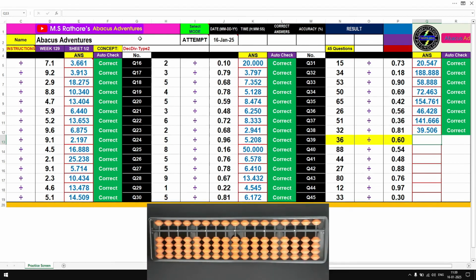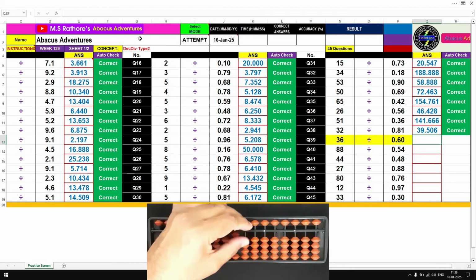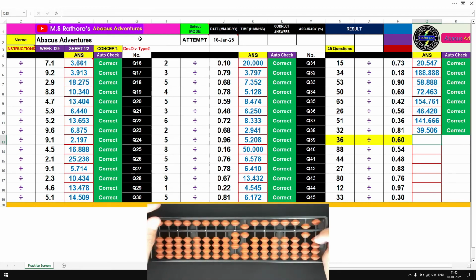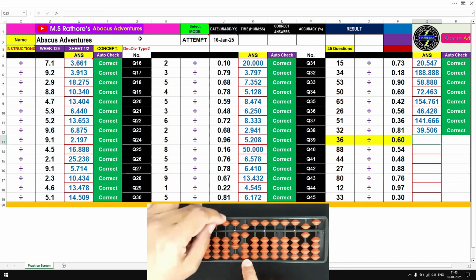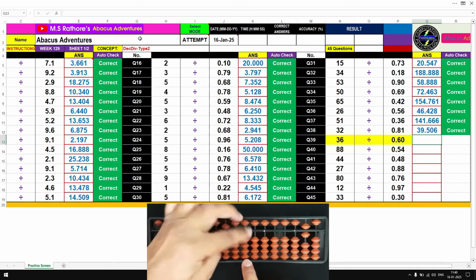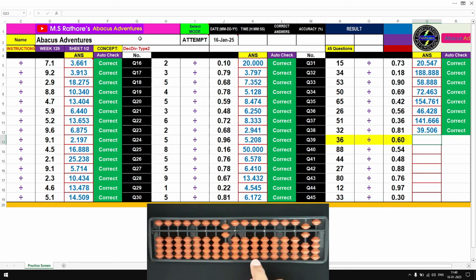Question number 39, 36 divided by 0.60 or 36 divided by 60. My finger is below 3, it doesn't work. Let's take 36 together. 6 sixes are 36, finger shifted, 0 sixes are 0, and our answer is 60.000.